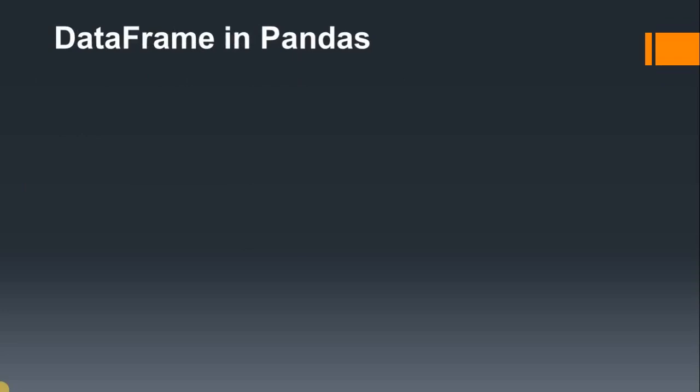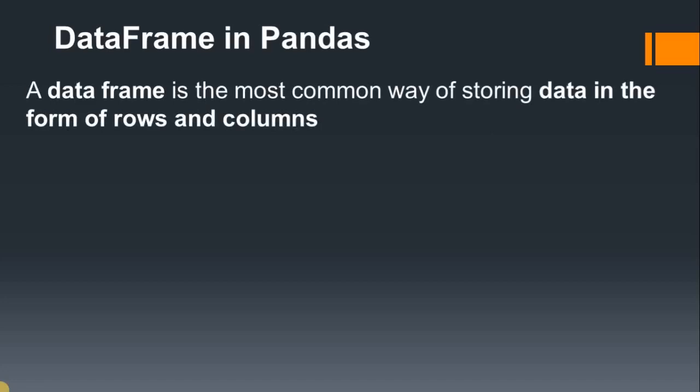And in pandas the important structure is the data frame. So here in this tutorial, in the practical session, we will see what exactly a data frame is and how you can use it. A data frame is the most common way of storing data. Means by using a data frame we can store the data in the form of rows and columns. Means in a tabular form we can arrange the data by using a data frame, and then we can analyze it also.